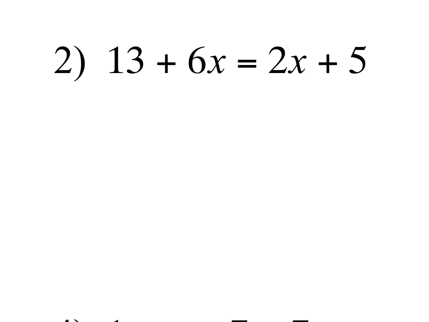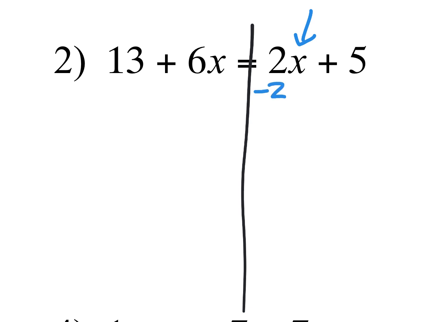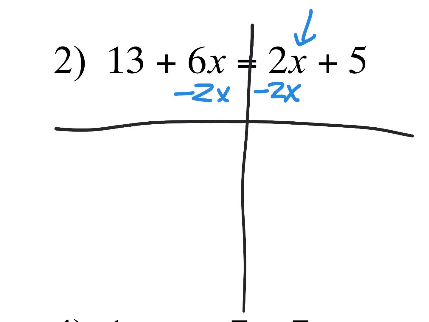Okay, for number 2, the steps are still the same. We're going to choose a variable to eliminate. I'm going to cancel out the 2x because it makes more sense to me than canceling out the 6x. So how do I take away a 2x? I do it by doing minus 2x, and I need to do it on both sides. So that 13 is going to come down.